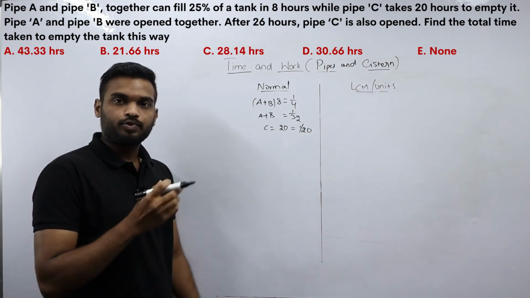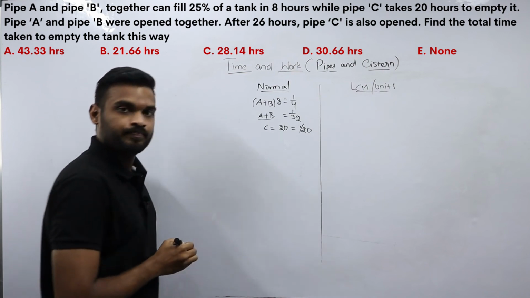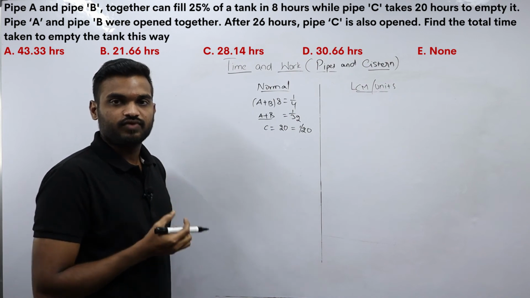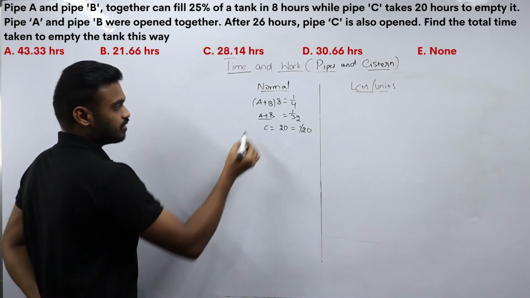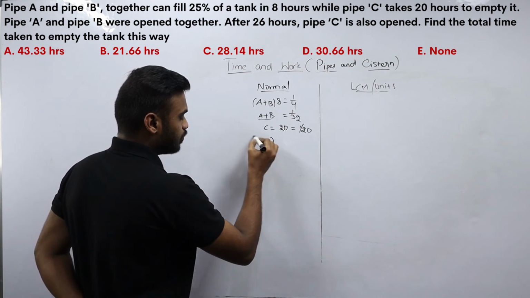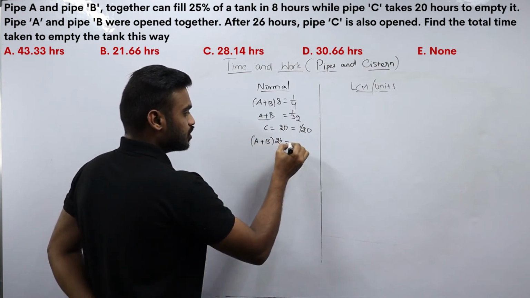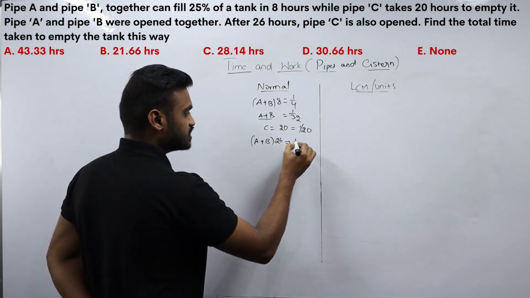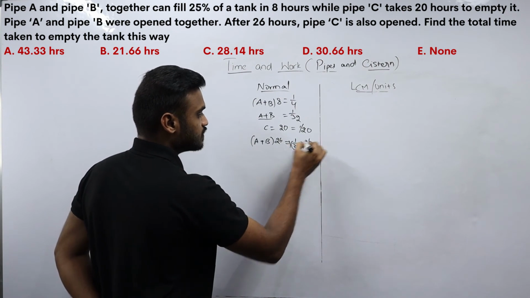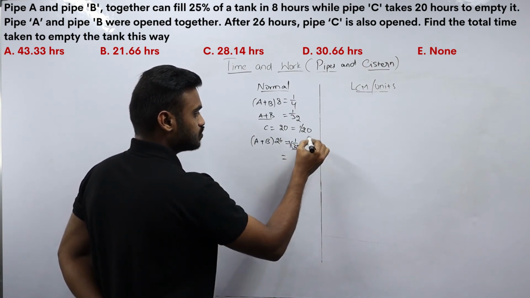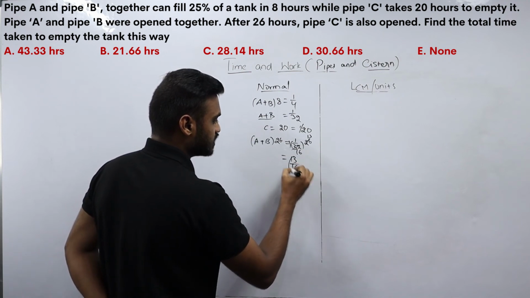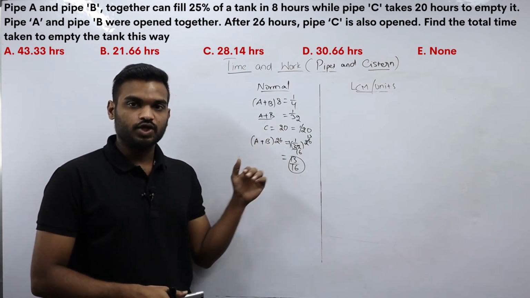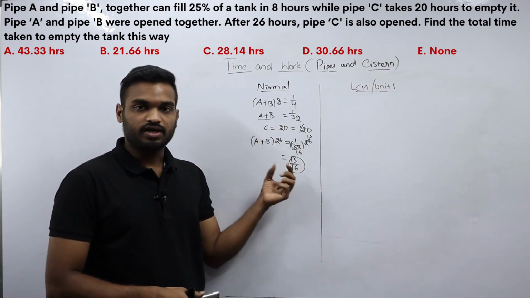Now they are saying that up to 26 hours A plus B are opened. So up to 26 hours some part of the work will be completed by A plus B, right? So A plus B's efficiency is 1/32 into 26. That is 2 16ths are 32 and 2 13ths are 26. I will get 13/16 part of the tank already filled by A plus B. Okay, so up to 26 hours A plus B are working together and completed 13/16 part of the tank.